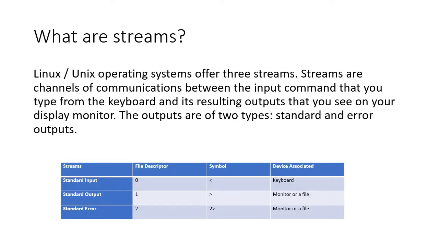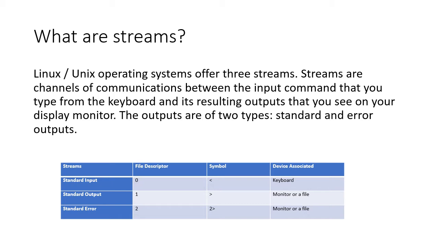What are streams? Linux Unix operating systems offer three kinds of streams. Streams are channels of communication between the input command that you type from the keyboard and its resulting outputs that you see on your display monitor. The outputs are of two types, standard and error outputs.